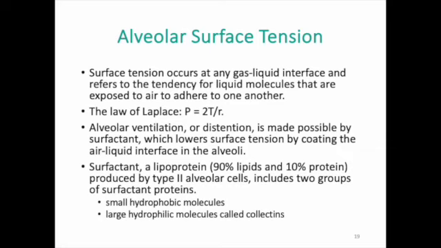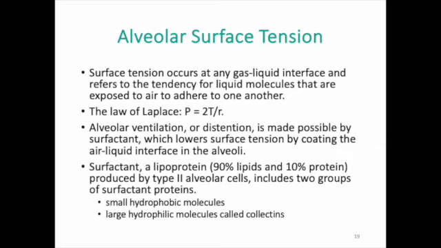Surfactant is made up of 90% lipids and 10% protein. So this makes it a lipoprotein that's produced by type 2 alveolar cells. And it includes two groups of proteins. The first group consists of small hydrophobic molecules, and they have a detergent-like effect, which will separate the liquid molecules and decrease the alveolar surface tension. This decrease in surface tension caused by surfactant is also responsible for keeping the alveoli free of fluid.